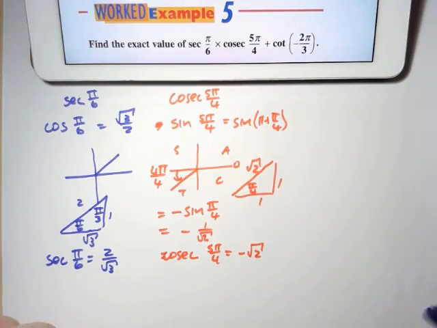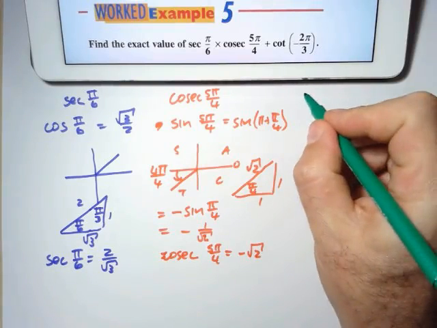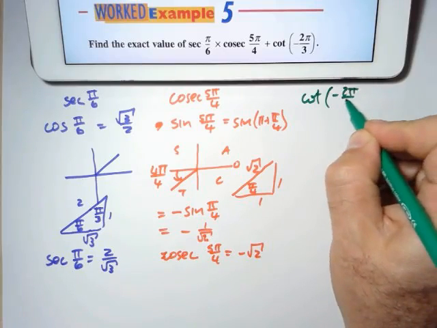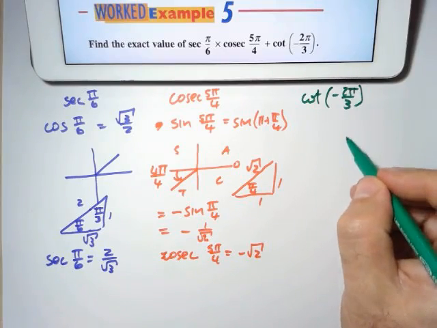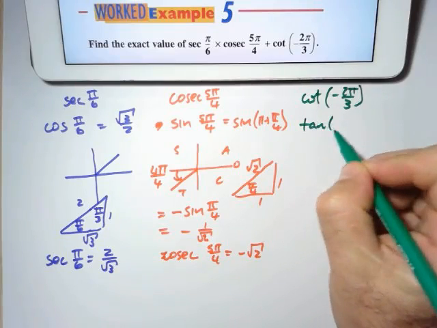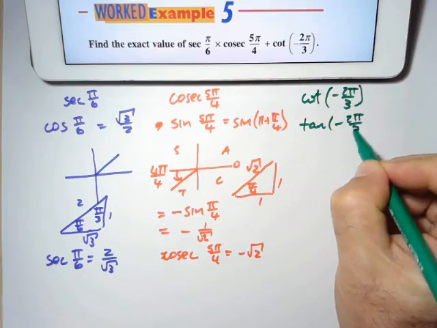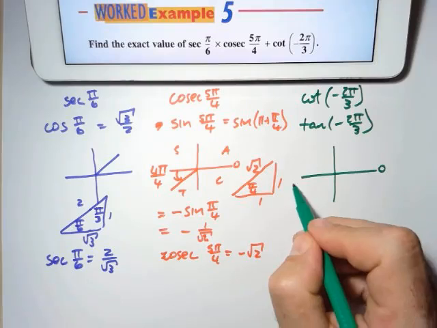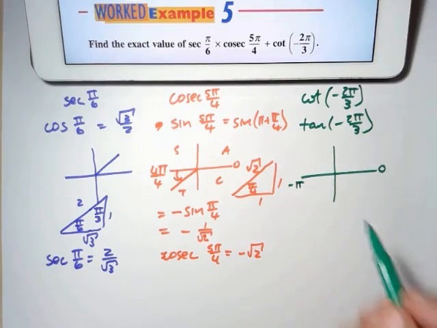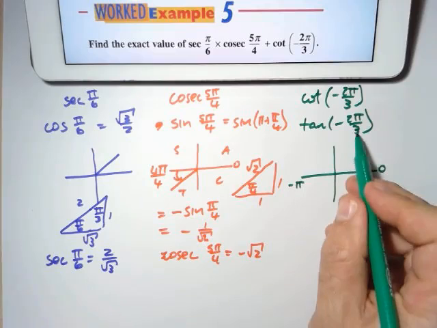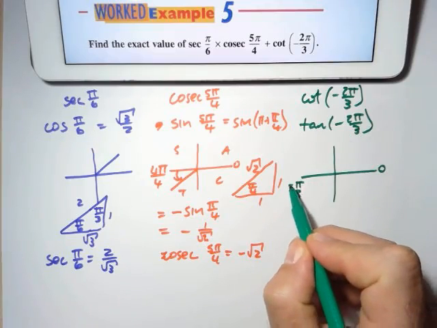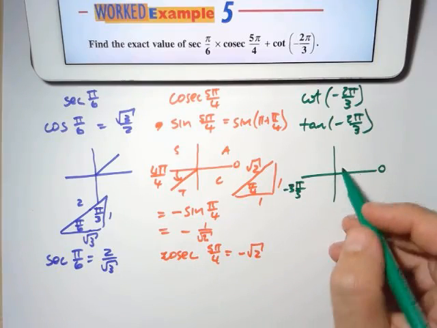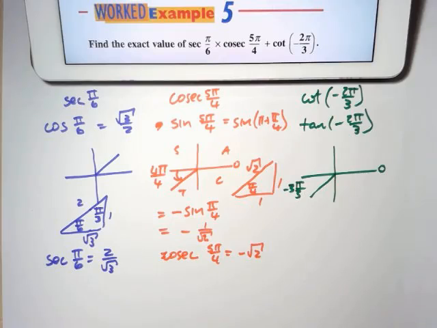Now I'm going to look at the last one, which is the cot of negative 2 pi over 3. First of all, I'm going to work with my tan of negative 2 pi over 3. I'm going to say my CAST diagram. This is 0, this is minus pi, going in a negative direction. This is a fraction, so it's going to be negative 3 pi over 3, which means negative 2 pi over 3 is just in there.